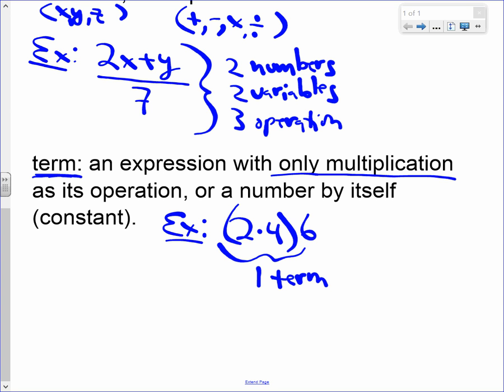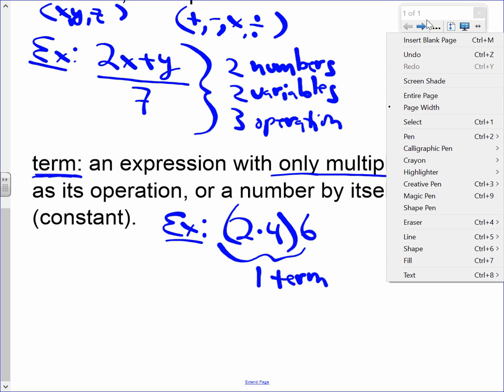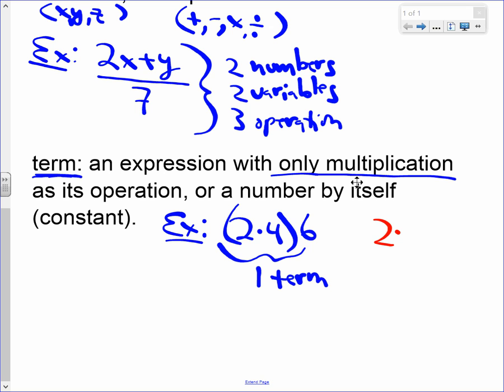Let's do one more example, though. Can someone think of a term with a variable in it? Someone besides Via. Nava, hit it. 2x. Perfect. There it is. That's a term. Why is it a term? Well, it's an expression. It's a collection of numbers, variables, and operations. And the only operation going on is multiplication. It's just multiplication. 2 times x. One term.